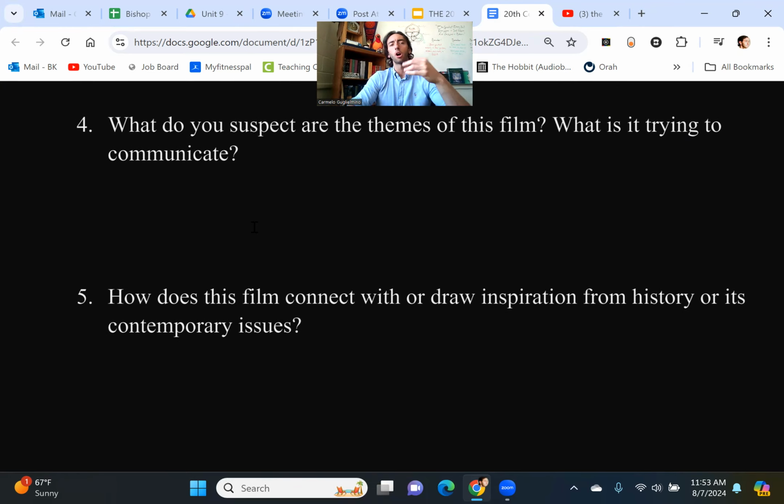Number 4, what do you suspect are the themes of the film? What is trying to be communicated? That's a tough one, because again, we can have multiple themes. It's not simplistic. There are many things being communicated at many different levels of analysis in all of these films. So take a look at the conflicts, look at the issues facing the characters and the story as a whole, and then look at how those are resolved, what sort of resolution they reach. What is the creator of this piece of artwork trying to communicate to the audience about his or her themes?